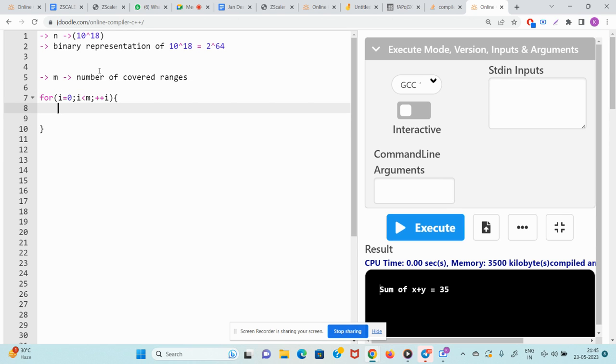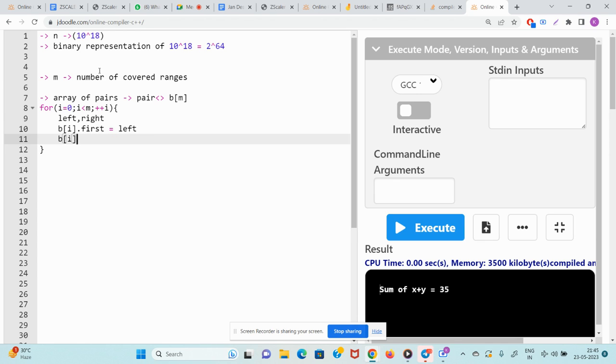Now, guys, you will read the left and right of each range. So let's say int left comma right, you read it. Also, let's make an array of pairs. You can make an array of pairs, vector of pair, or list of pairs, depending on C++, Java, Python. Don't need to worry. It will look something like this: pair b of m, the size of the pairs. So b of i dot first, the first element of the pair, I will give it as left, and the second element I will give it as right. I am storing the pairs.